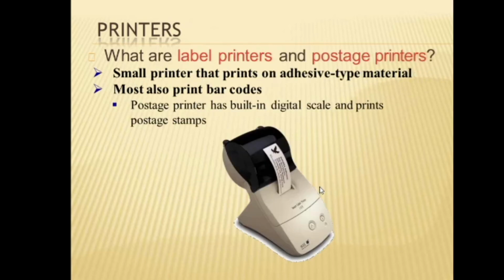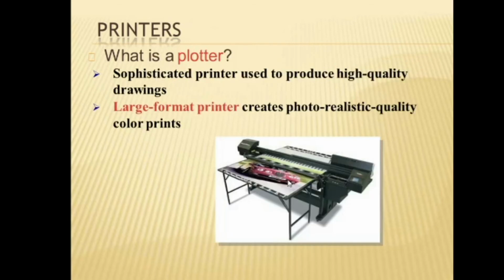What are label printers and postage printers? A label printer is a small printer that prints on adhesive type material. Most also print barcodes. A postage printer has a built-in digital scale and prints postage stamps.